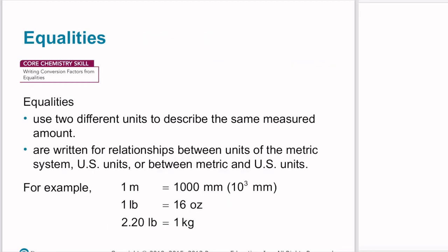Equalities use two different units to describe the same measured amount. They're written for relationships between units of the metric system, US units, or between metric and US units. For example, 1 meter is 1,000 millimeters. 1 pound is 16 ounces. 2.20 pounds is a kilogram.